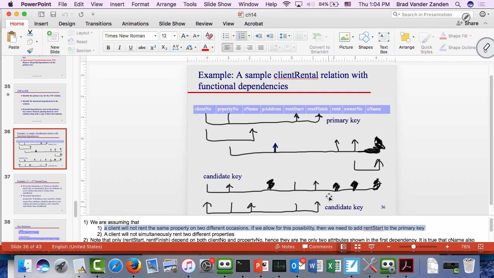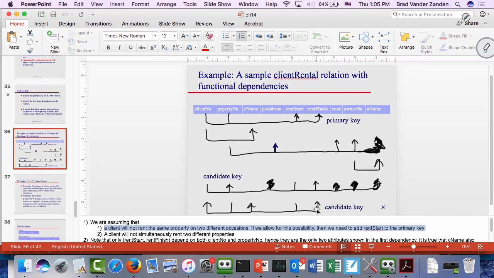Okay, and then the second candidate key is property number and rent start, because we're assuming that only one person is on the lease, and therefore the property number and the rent start also uniquely determine the candidate, the client number, and the rent finish.